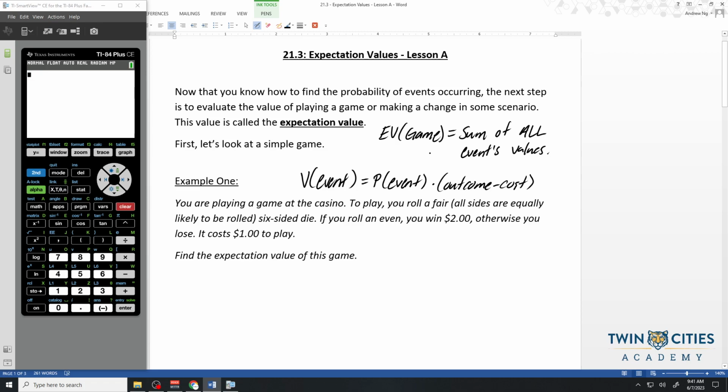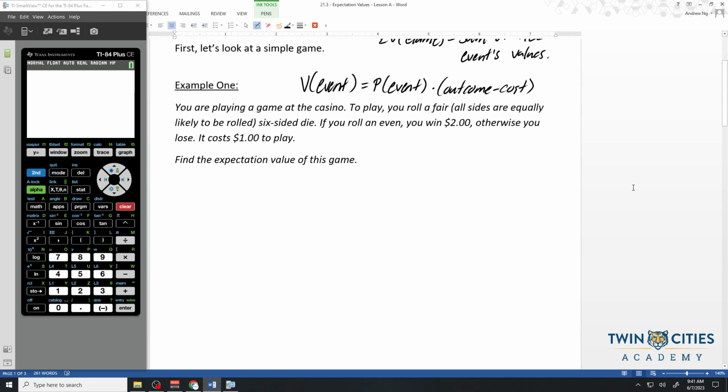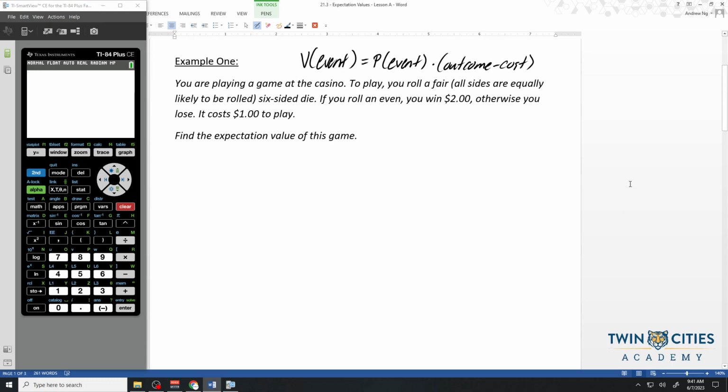All right, example 1. You are playing a game at the casino. To play, you roll a fair, so all sides are equally likely to be rolled, 6-sided die. If you roll an even, you win $2. Otherwise, you lose. So lose just means you get nothing. It costs $1 to play. Find the expectation value of this game. So there are two possible things that could happen. You could roll an even, or you could roll an odd.